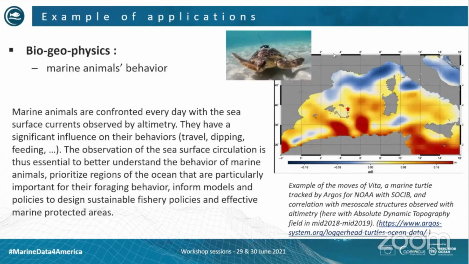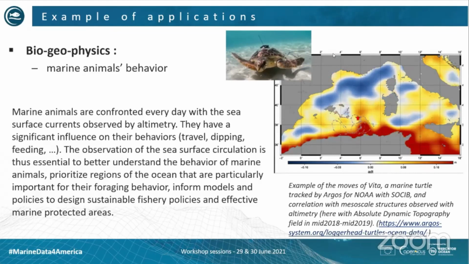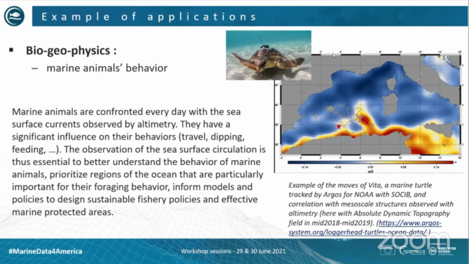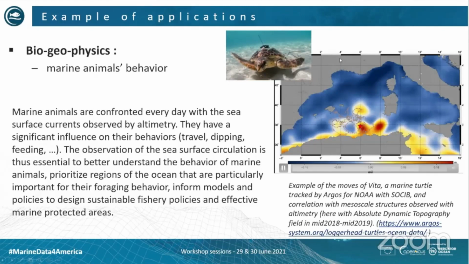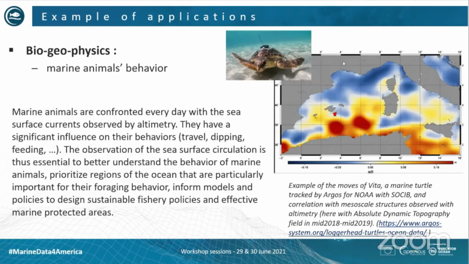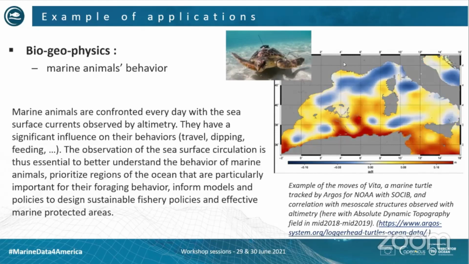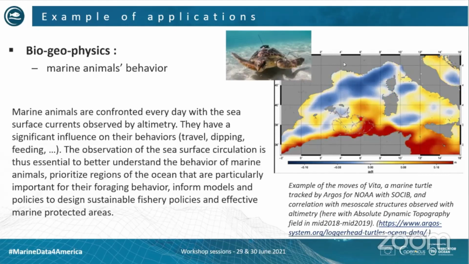I stole this example for the next session. You will see it later on with our computing programming. This is a turtle tracked by Argos in the Mediterranean Sea two years ago. And you can see it's going around the sea surface height topography. This is not the temperature, even if it's blue and red, it's the height. So you see, voilà, the turtle is going round and going faster around the edges than outside.